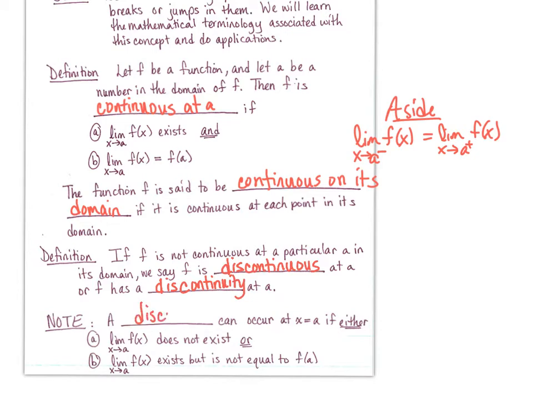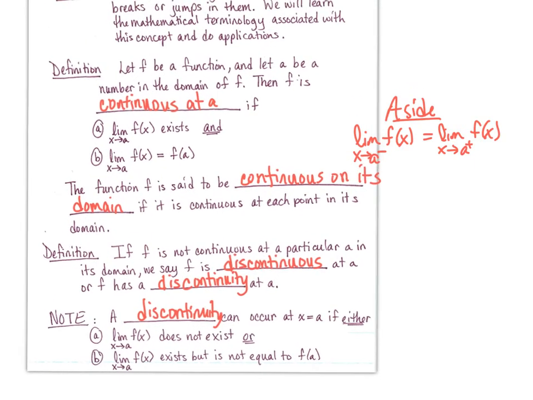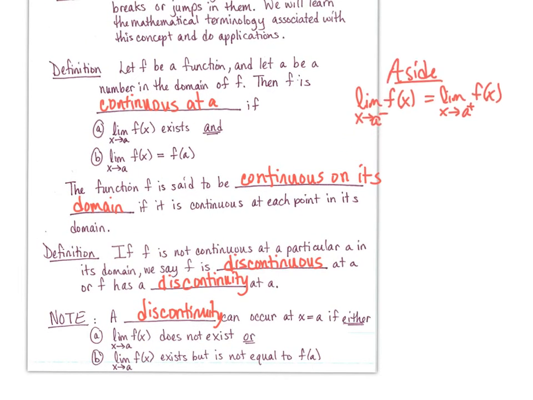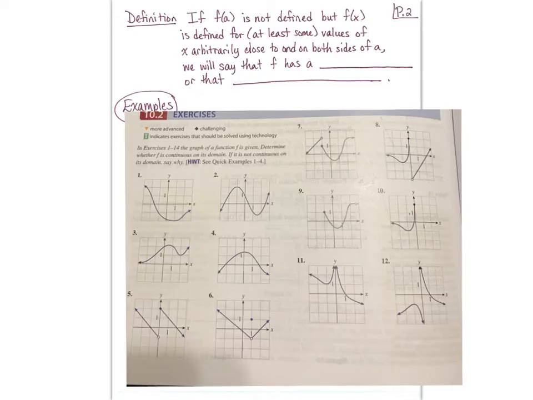A discontinuity can occur at x equals a if either the limit of f(x) as x approaches a does not exist, or the limit of f(x) as x approaches a exists but is not equal to f(a). So we can say that we have a discontinuity in either of those cases.